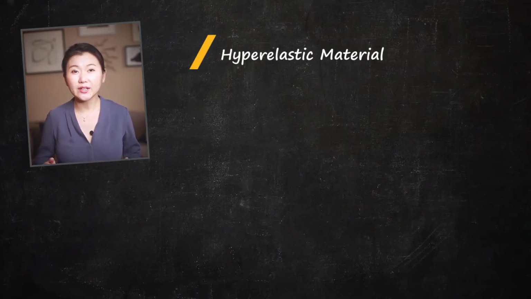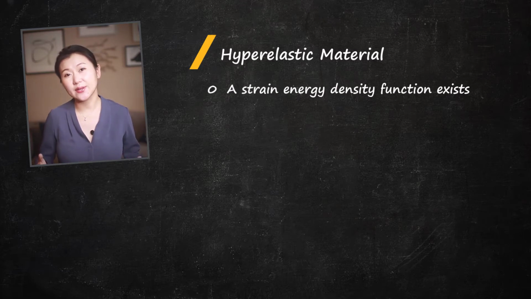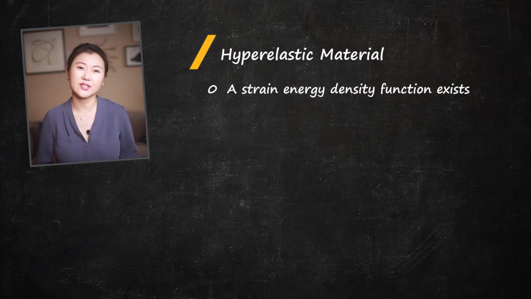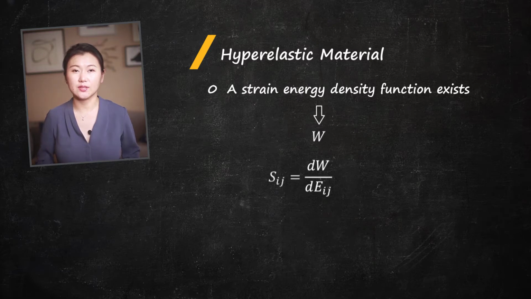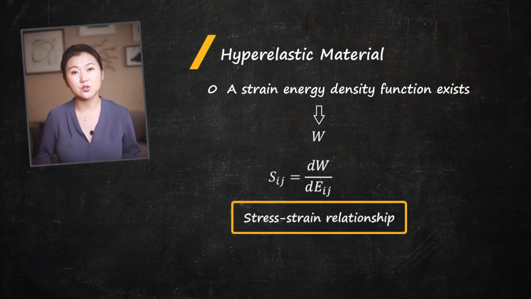Hyperelasticity is a type of mathematical material model people developed to describe the behavior of certain materials. Theoretically, we can only call a material hyperelastic when there's a strain energy density function that exists for it. Let's use capital W to represent a certain strain energy density function. Depending on different hyperelasticity models, the expression of W is different. The derivative of W with respect to a strain component determines the corresponding stress component. This leads to the stress-strain relationship for the hyperelastic material.